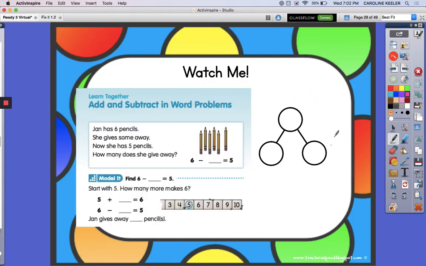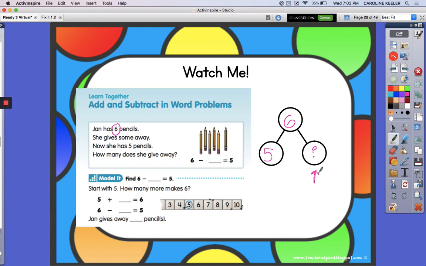I'm going to use a number bond to help me with this. Jan has 6 pencils, so she has 6 in all. That's the biggest number I can use. She gives some away. We don't know how many she gives away, but we know she gives some of them away. And now she's left with 5 pencils. So take a look at my number bond.